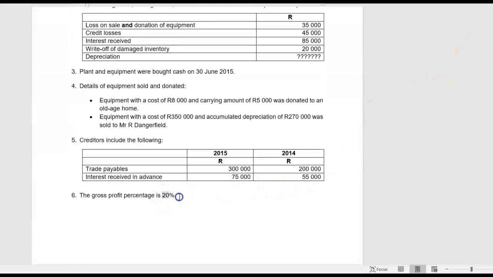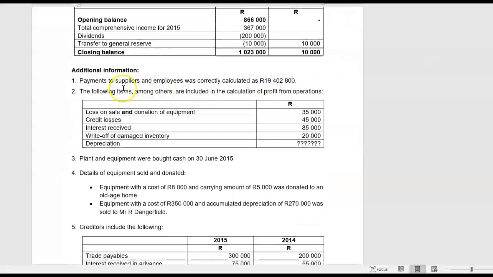Good. Gross profit percentage is 20%. Very important for the sales figure. Number 1 of additional information: payments to suppliers and employees were correctly calculated as 19,400 and 2,800. So where are we going to start in any event? And then we're going to take that figure and we're going to arrive at cash from operations. And when we have cash from operations, we have to do the reconciliation now. So that's why they gave you that figure. They don't want you to waste any time and maybe duplicate any calculations.